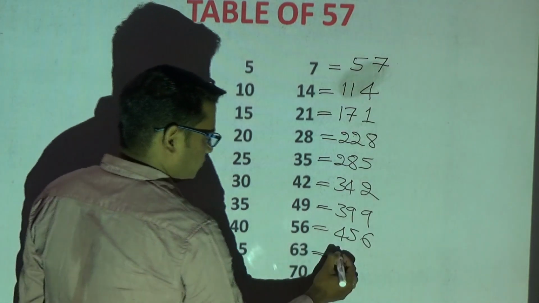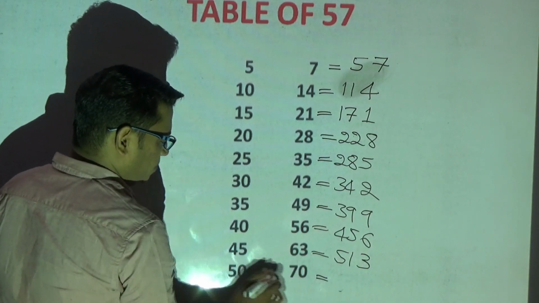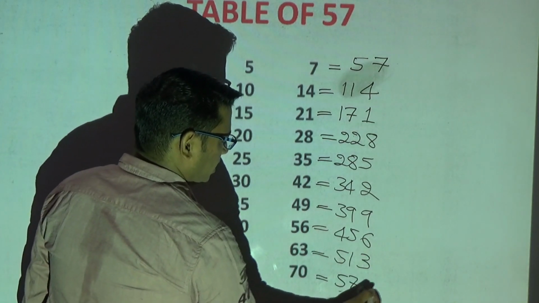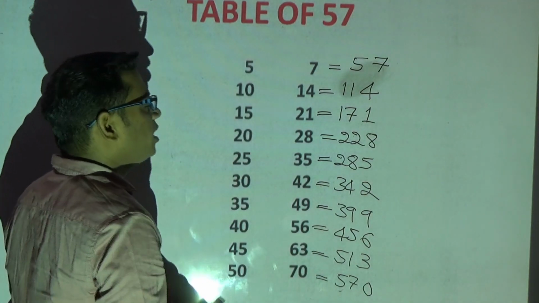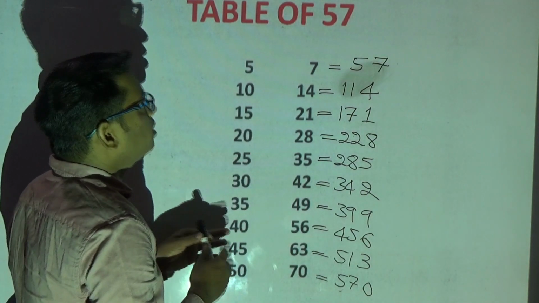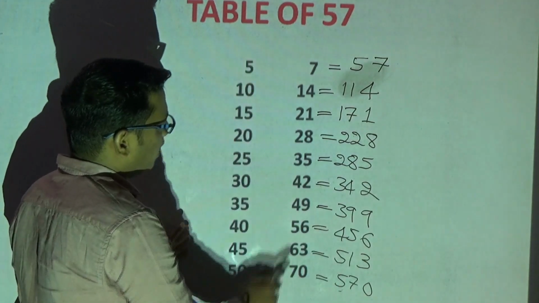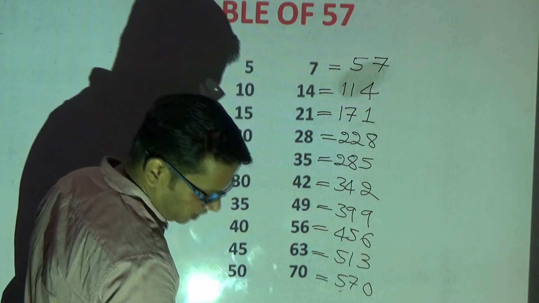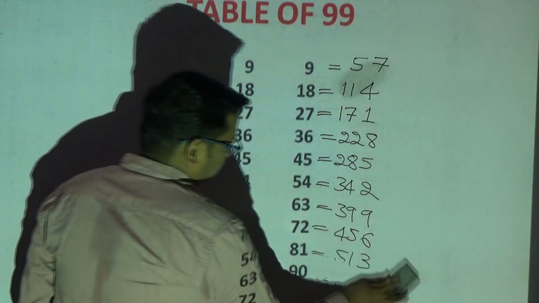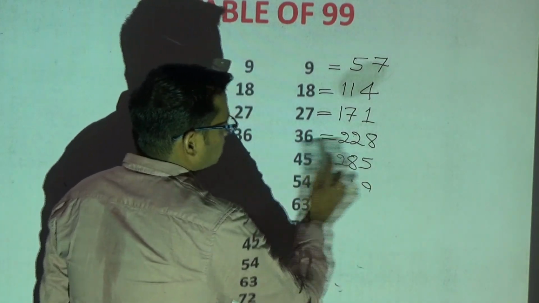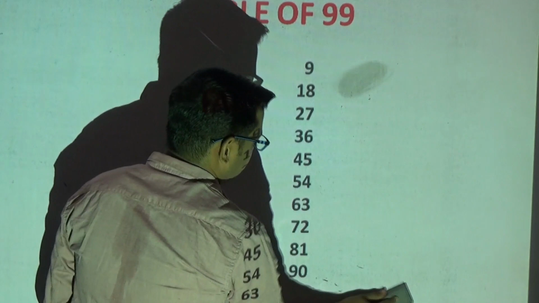45 plus 6 is 51. Write the end digit as it is. 50 plus 7 is 57. Write the end digit as it is. See how I have constructed the table of 57 even though I don't know how to do tables. Okay, so this is how I can construct the table of 57. Now the last number I will take in this method: how to construct the table of 99 without knowing the table of 99.